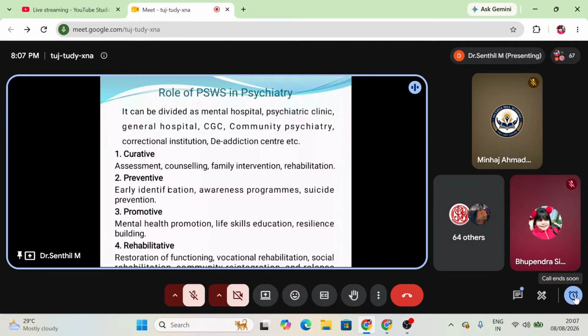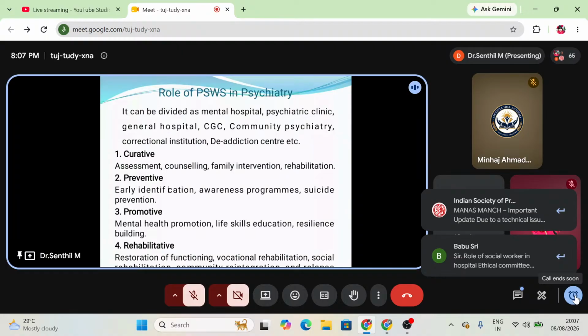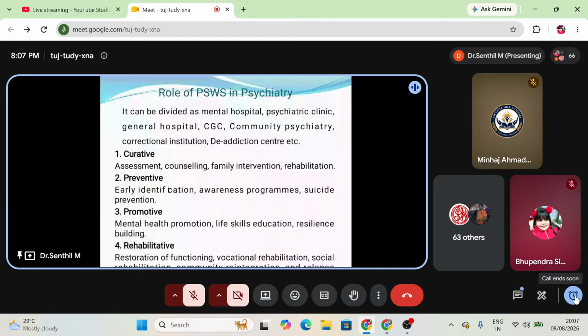Then we move to the preventive role. In prevention, what we do is entirely the opposite. Prevention means trying to stop a mental health problem from developing, worsening, or recurring. It is about preventing the illness or identifying the signs and symptoms early. Early identification is important because we can intervene before a problem becomes severe. That comes under the preventive role.